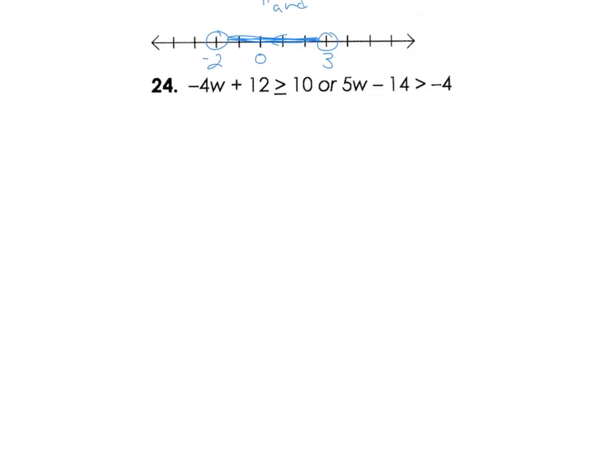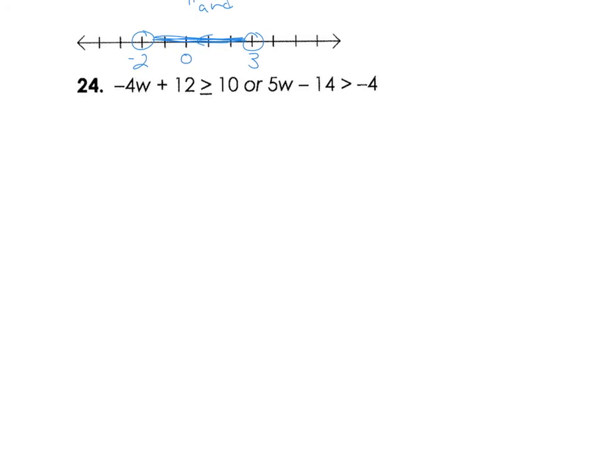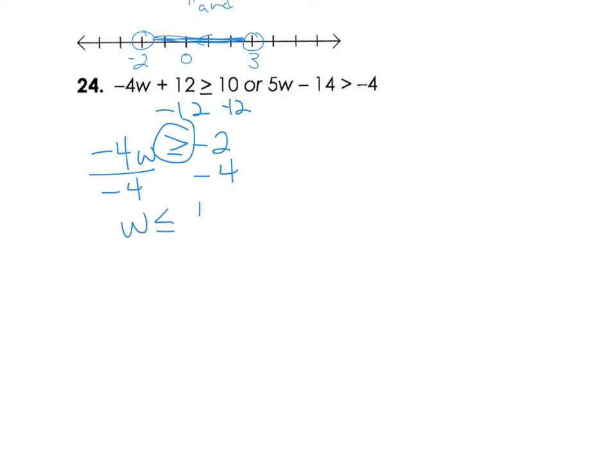Number 24 is the same thing. It's ORs, and so I'm going to start with the left side. I'm going to minus 12 from both sides. Negative 4w is greater than or equal to negative 2. Then I divide by negative 4 on both sides, making sure that I flip my inequality, so I'll have w less than or equal to a positive half.